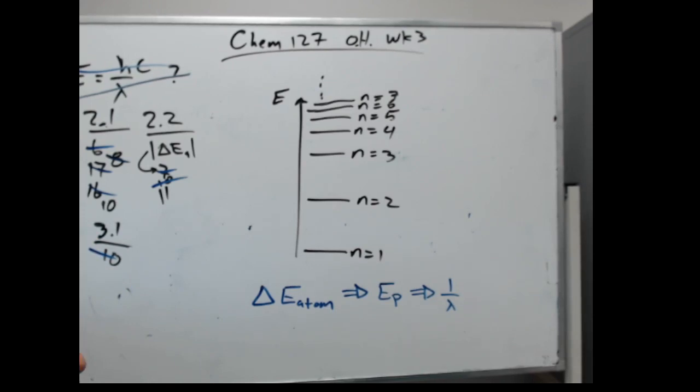What's bigger energy? Oh, maybe this won't work. Let's slow down a little bit. What's the scale of the visible spectrum? 400 to 700. Which side is red? Red is the 700 side, purple is the 400 side.